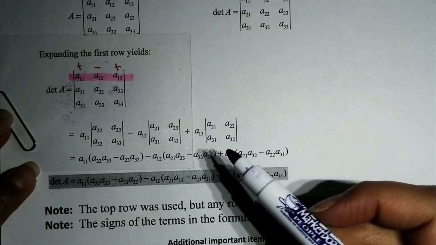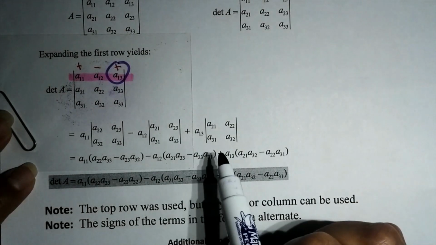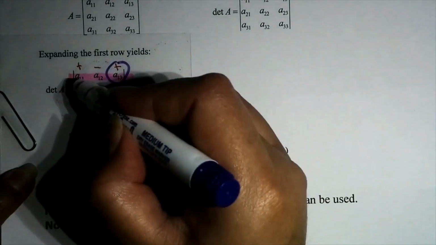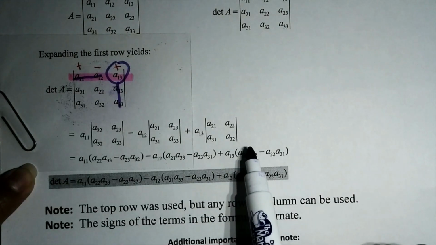So for the grand finale, we have plus the next entry, and then we're going to multiply it by its minor. So it's the determinant formed by the leftover entries when we cross out the row and column. That will give us A21, and you can read the rest.